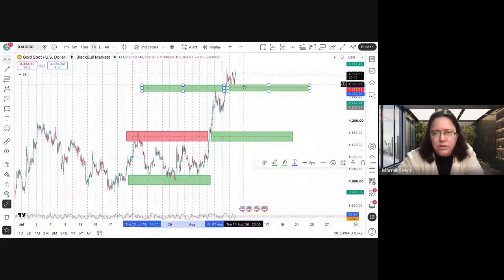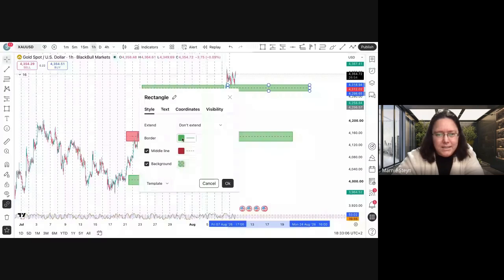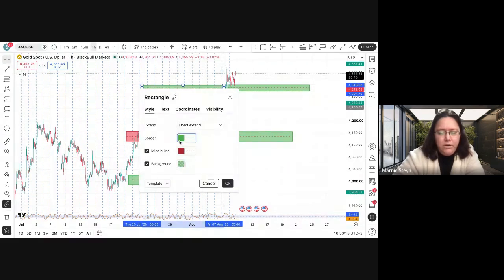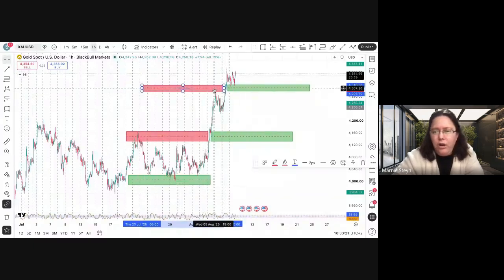Now it has turned to an area of resistance. Oh no, that is the wrong color. This one should have been red. Wrong color, Marnie. Okay, so there we go. There it used to be an area of resistance. Now it's turned an area of support.